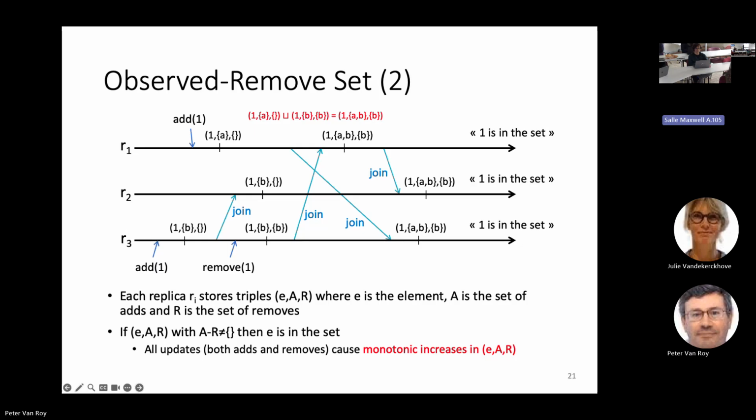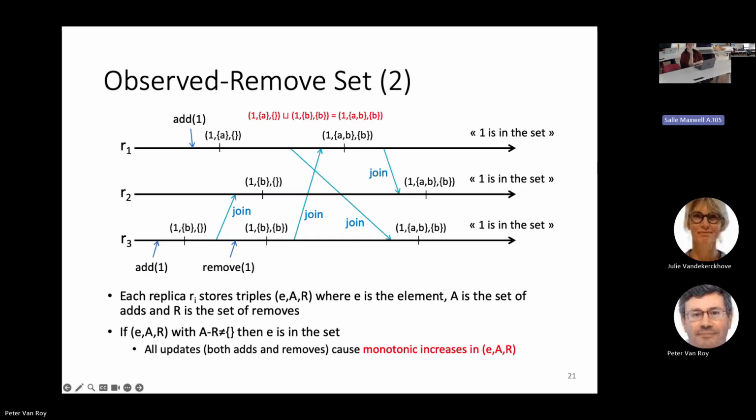Here, for example, I do an add one into the set. So this is a set of integers. The set actually stores triples: the one, the set of add tags, and the set of remove tags. The element is in the set if the add set minus the remove set is not empty. Here the remove set is empty, so the one is in the set.